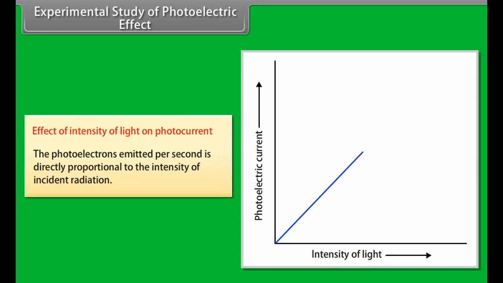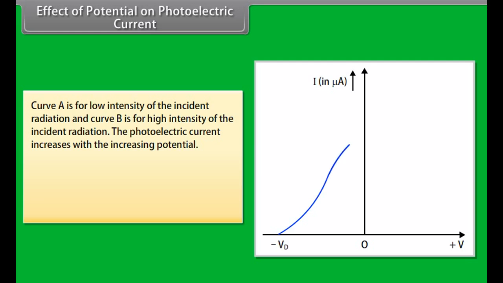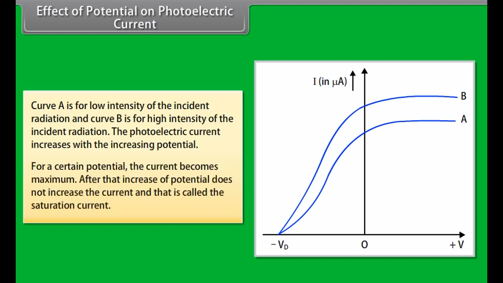Effect of intensity of light on photocurrent. The photoelectrons emitted per second are directly proportional to the intensity of incident radiation. Effect of potential on photoelectric current. Curve A is for low intensity of the incident radiation and curve B is for high intensity of the incident radiation. The photoelectric current increases with the increasing potential. For a certain potential, the current becomes maximum. After that, increase of potential does not increase the current, and that is called the saturation current.